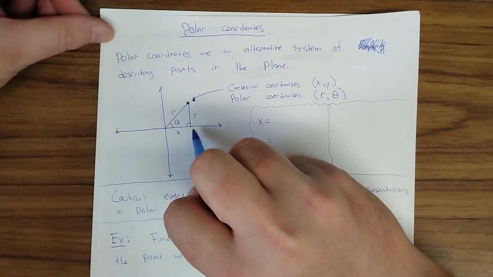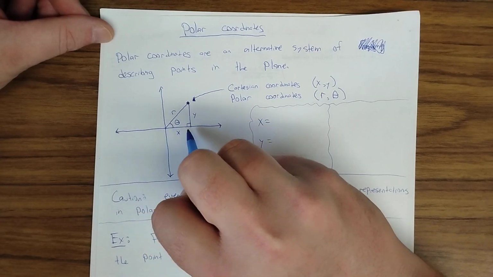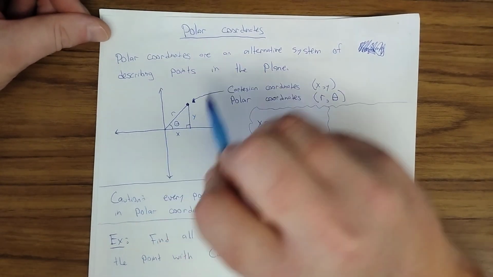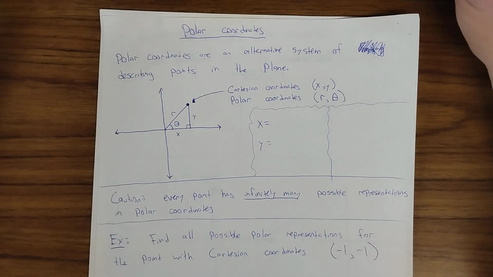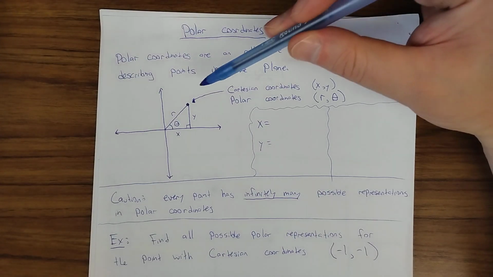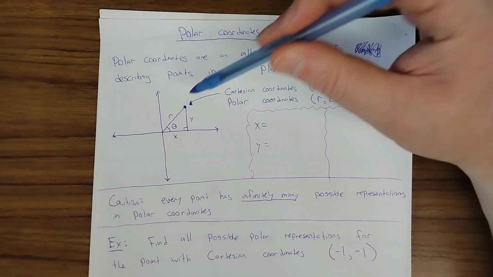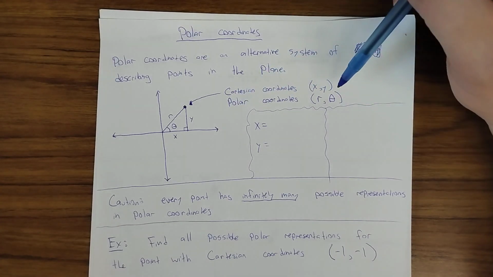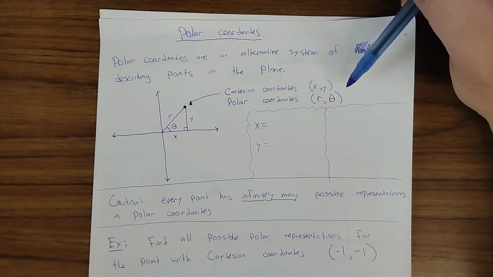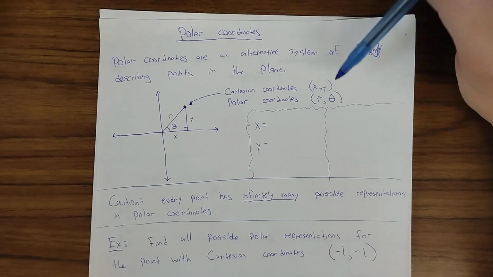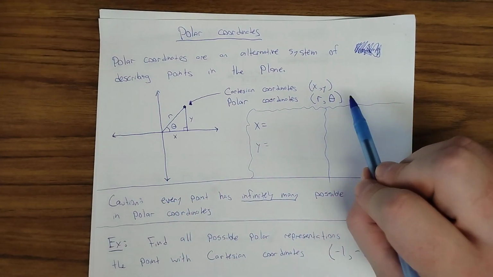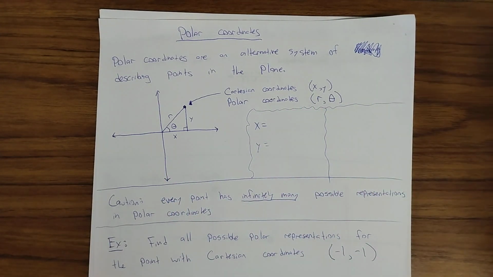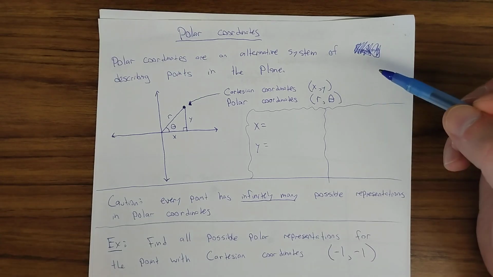tell you how far to the left or to the right to go, and that's the X value, and I tell you how far up or down to go, that's the Y value, and then you find your point. You know exactly where it is. Polar coordinates are an alternative system of telling you where to find the point. What they tell you is two numbers. It's similar to X and Y. It's two numbers, but they mean different things.